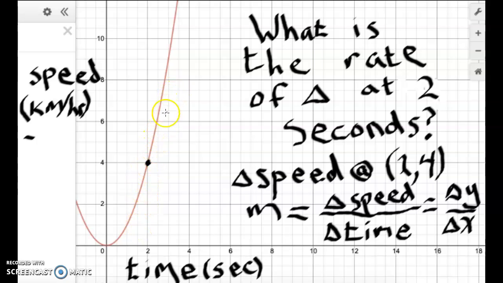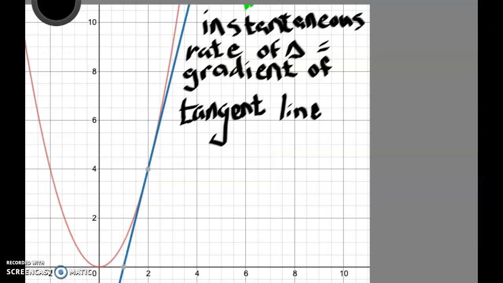So at the very instantaneous moment when it's at 2 seconds, we want to see the change in speed. And it is the gradient of the line that touches this graph at that one point, that very one point, 2, 4. What we're looking at is the instantaneous rate of change at a certain point, at a certain time, which we decided was going to be 2 seconds. But the point is at 2, 4.